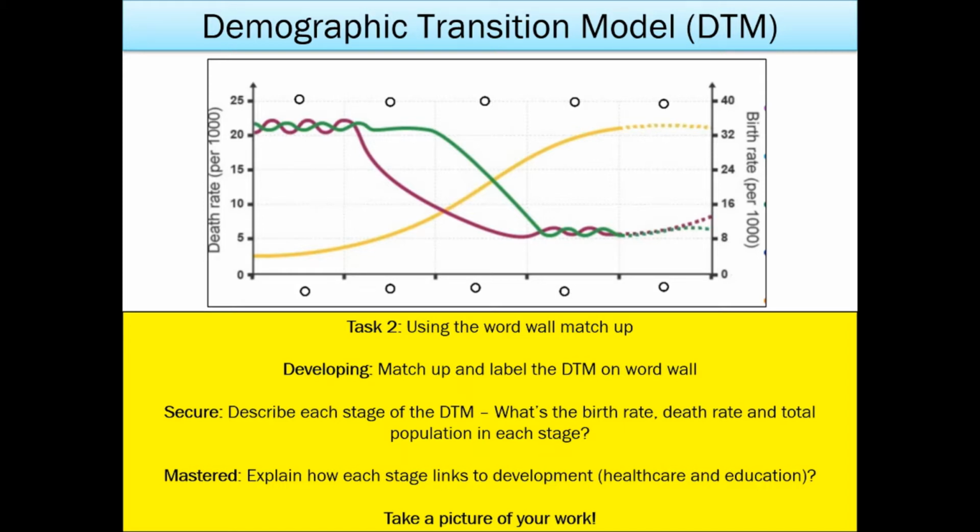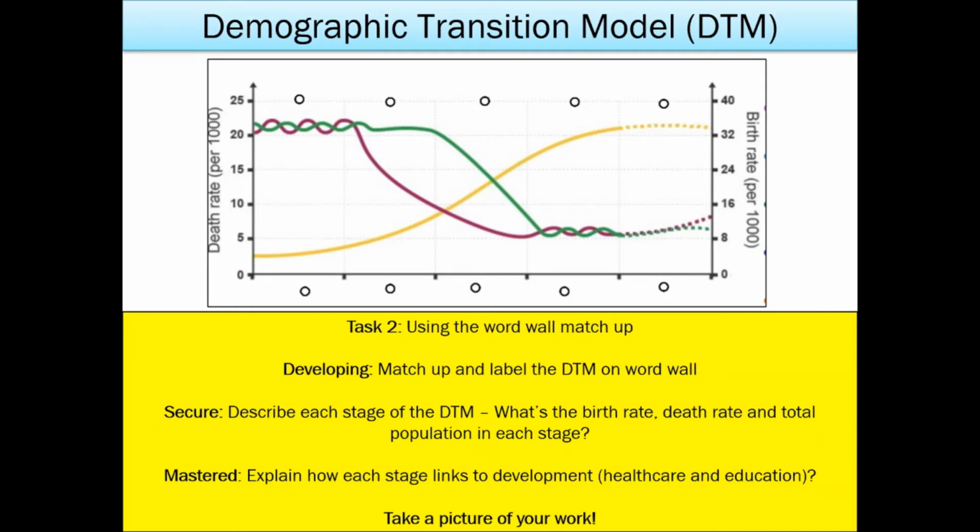Okay, stage 2, you then explain what the birth rate and death rate is, and again tell me how that affects the total population, and you do that for all 5 stages of the DTM. For mastered then, you're going to add to your description of each stage, and you're going to explain how each stage links to their development in terms of the countries that you'd find there. So for stage 1, you could talk about, in stage 1 we can see the birth rate and death rate are very high, population is very low. This means that the healthcare and education are at very low levels.